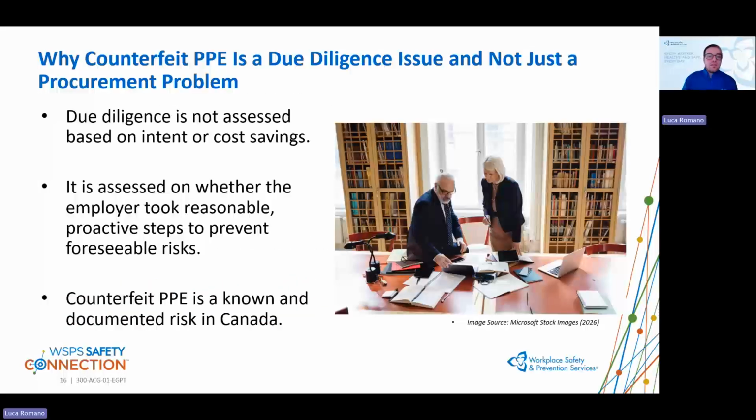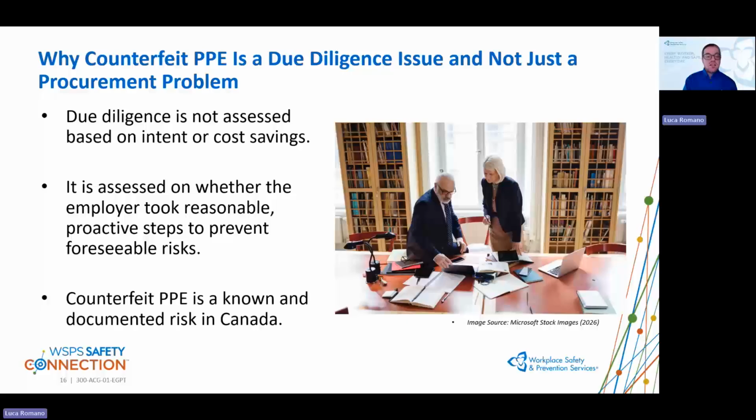Another important thing to note is that, as much as on face value we might look at this as a procurement problem, it's not just a procurement problem. It is actually also a due diligence issue. And we have to remember that due diligence is not just about your intent or your cost savings. It's about the actions that you're putting into place. Part of it is documentation, but then it's the processes we have in place. It's the things we make living and breathing in our workplace.